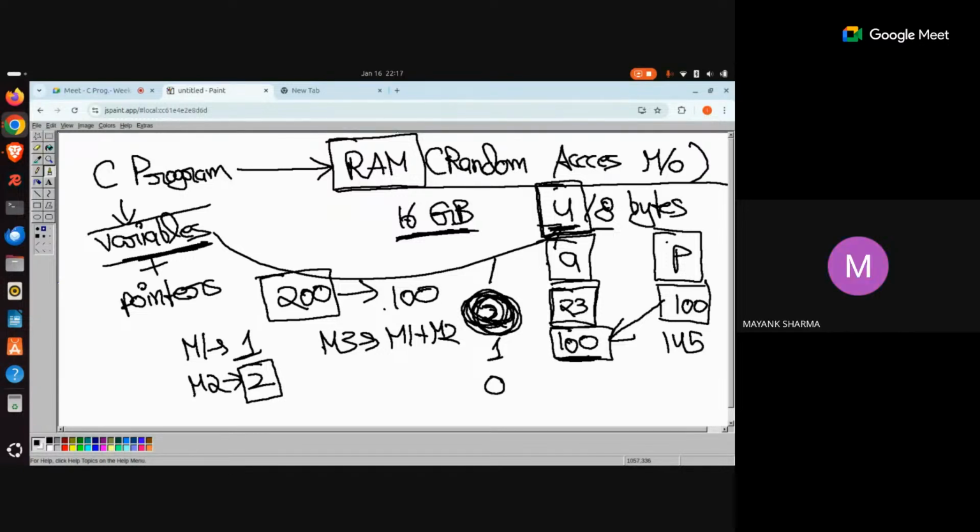Okay, now I understand. Because many times, as I told you, you might not have direct access to the variables, but if you still have access to the pointers, then you can still access the data that is present at that particular memory location. Like it points. That's why it is called a pointer.